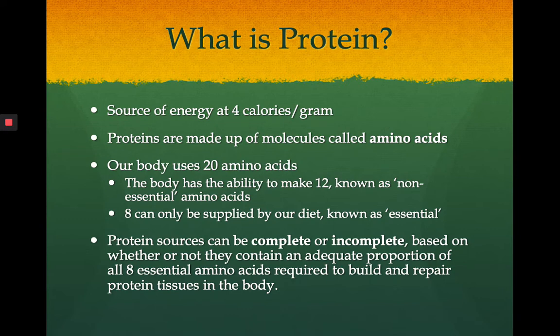And these are known as non-essential amino acids simply because our body creates them and doesn't need to get them from elsewhere. Now, 8 of them can only be supplied by our diet. And these are known as the essential amino acids. Again, because we can't create them on our own, so we need to get them from our food. Protein sources can be complete or incomplete based on whether or not they contain an adequate proportion of all 8 essential amino acids required to build and repair protein tissues in the body.